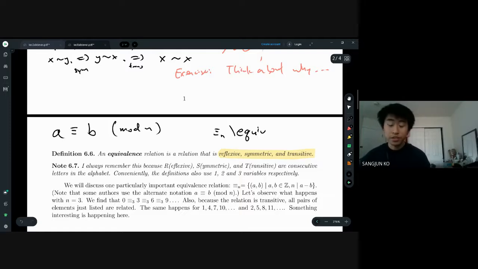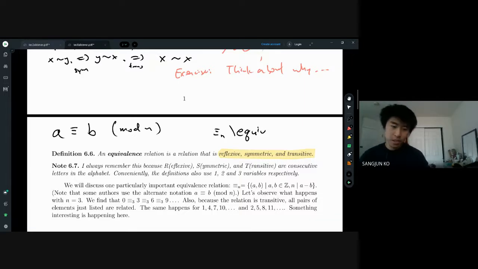And because a relation is transitive, I just told you that it's transitive, all of these things are related. So 0 is related to 6, 3, 9, you can basically go in any order you want. And the same happens for 1, 4, 7, 10, and you also have 2, 5, 8, 11. You're kind of seeing that every integer is related in here. And if 0 is related to 3, 0 can't be related to 1, right?